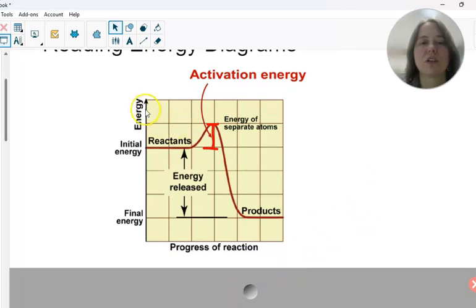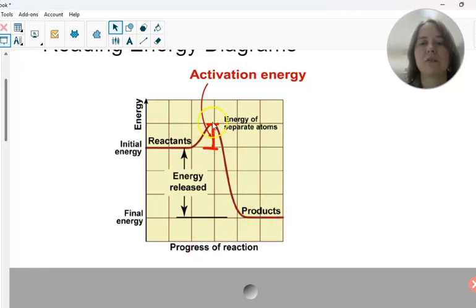Alright, so I want you to make a simplified view of this. On the y-axis, you're going to have energy, and the x is as time goes by. And then reactants are here. We go up a little bit and then come back down, and this is products.